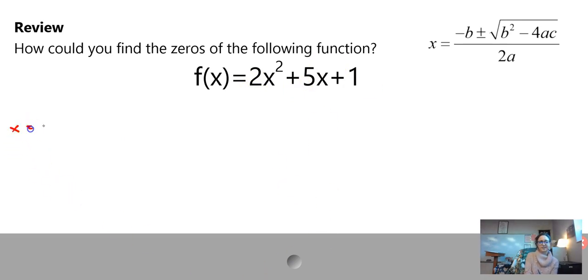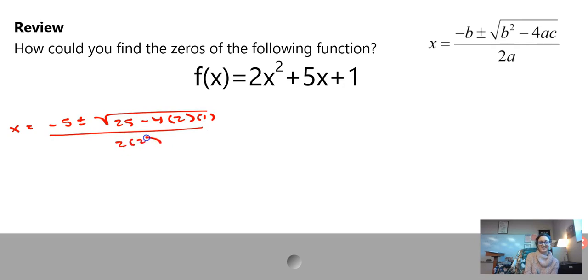So I've got x equals -b, so that would be -5, plus or minus the square root of b squared, so 5 squared is 25, minus 4, A is 2, C is 1, all over 2 times A, which is 2. Okay, so let's clean this up a little bit. We've got -5 plus or minus. Let's look at the square root. 4 times 2 is 8, times 1 is still 8. So 25 minus 8 is 17, all over 2 times 2 is 4. Okay.